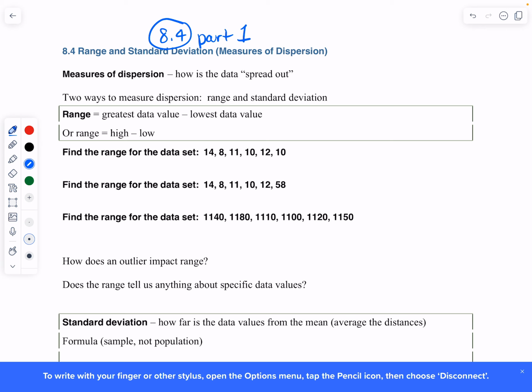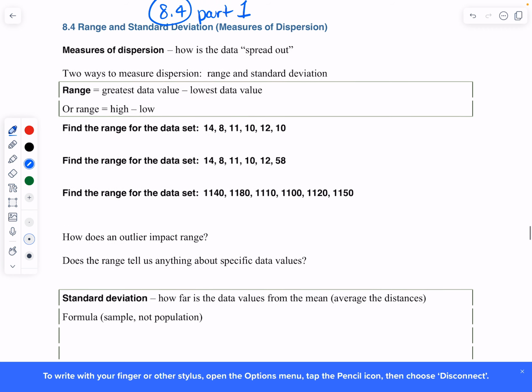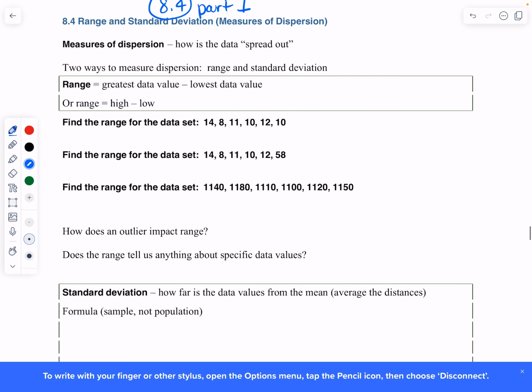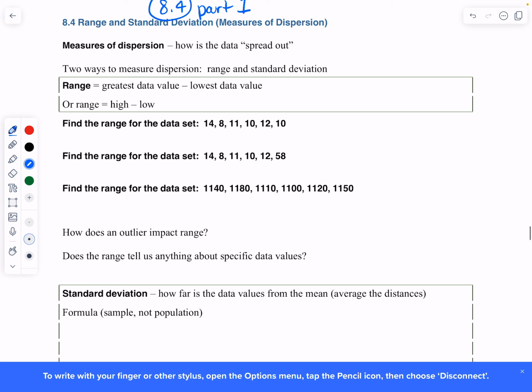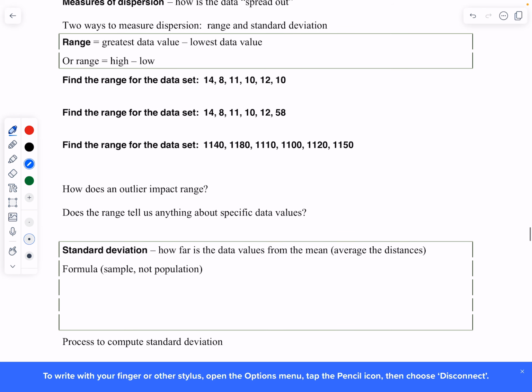Okay, so there are two ways that we're going to measure dispersions in this class. We're going to look at what's called the range, and then we're going to look at computing what's called the standard deviation. So the range is the greatest data value minus the lowest data value. Or if you want to think of it, it's high minus the low. So when you do these, you've got to find the largest one and the smallest one and subtract the two.